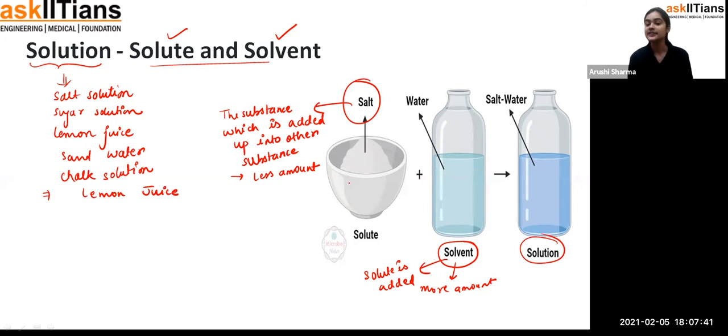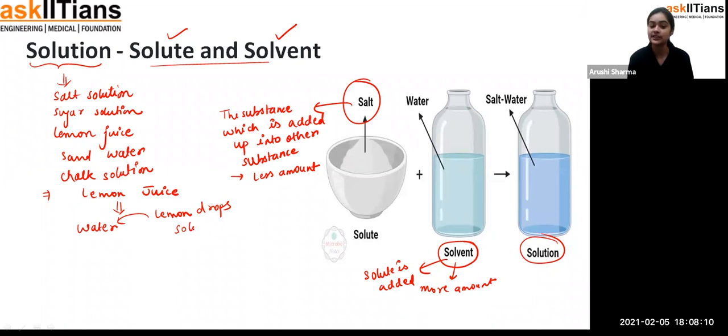Now we know that salt and sugar are in solid form. That means we are adding a solid into the liquid water. But it's not always like that, student, that a solution is only about solid and liquid. It could be any other thing also. For example, lemon juice. In lemon juice, we have water in a glass, and in that water we add lemon drops. Exactly, we add the lemon drops. So what is the lemon drop? We are adding it into the solvent, that is, into the water.